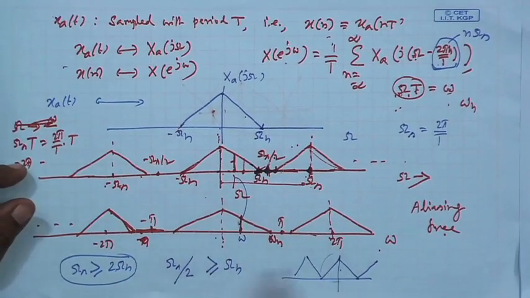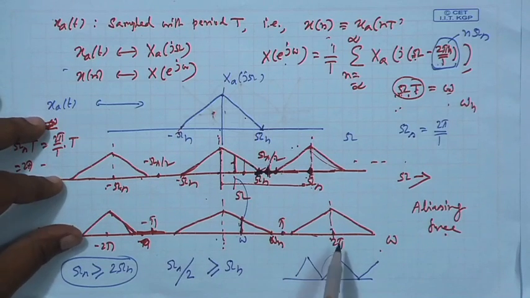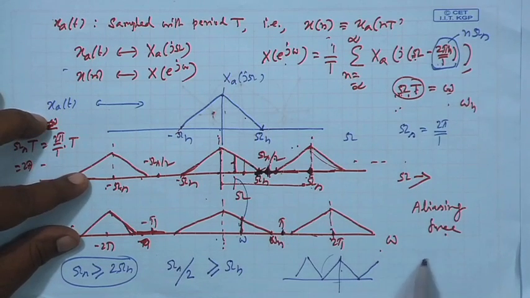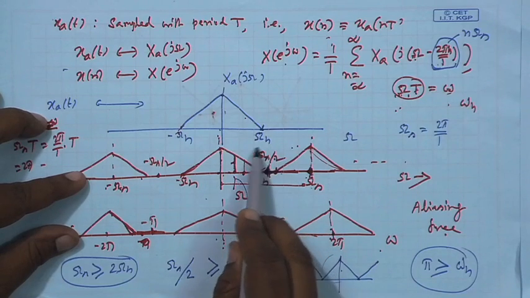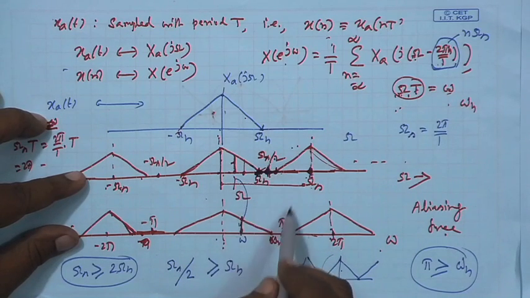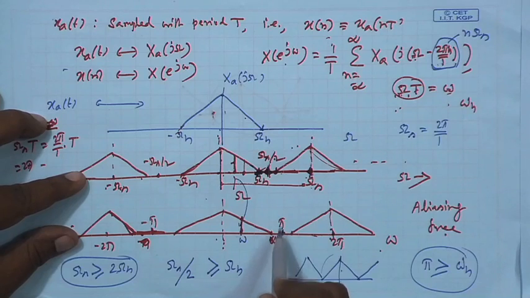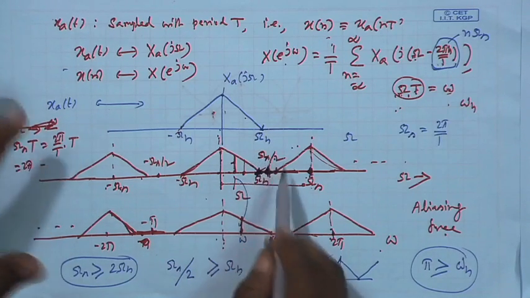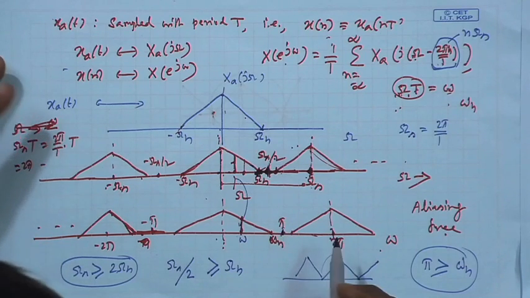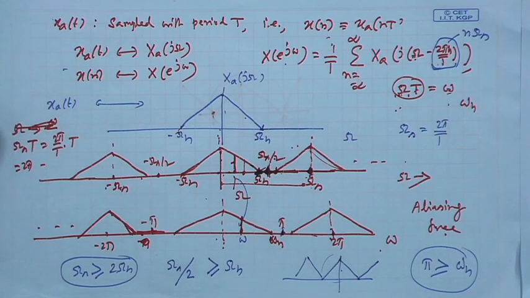All right. In frequency domain, in DTFT domain, it means pi should be greater than or equal to this omega h. Okay, because pi comes from omega s by 2, analog omega s by 2 maps to digital pi, because you multiply by capital T, omega s is 2 pi by T, replace all that, you get pi here. Okay. This is the sampling theorem.